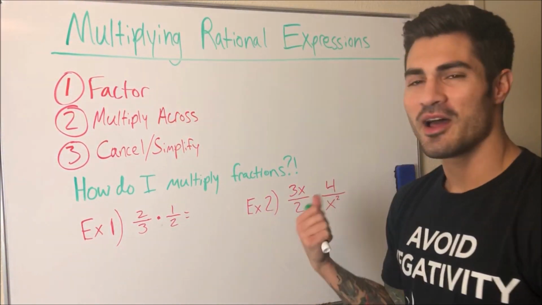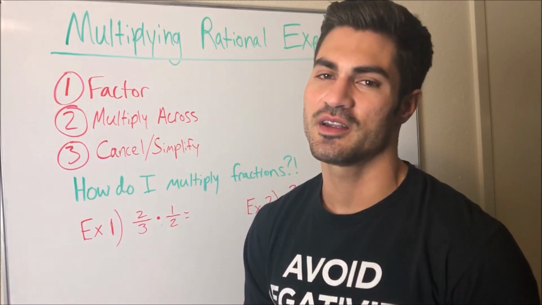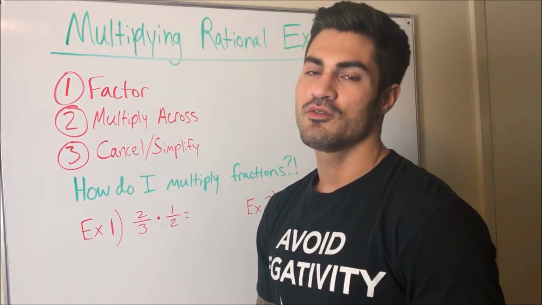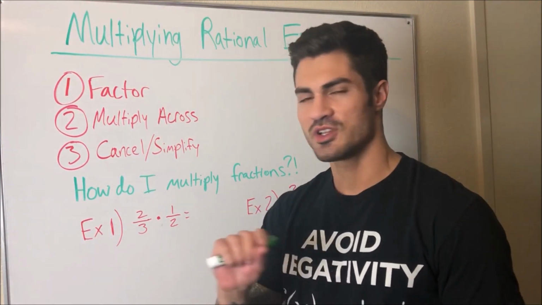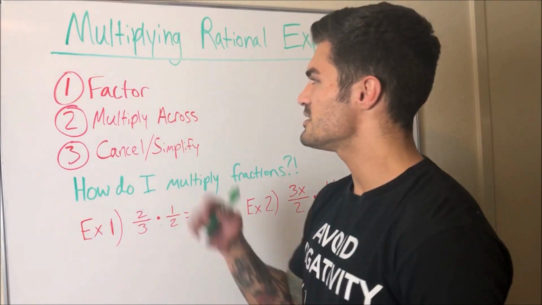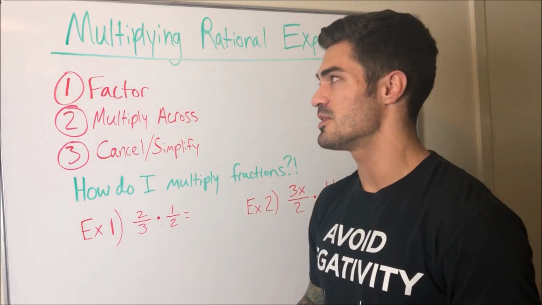Today we're going to talk about how to multiply rational expressions. So in the last video we talked about simplifying and reducing rational expressions, and now we're going to multiply them. So very similar, but just a little twist to it. So let's see. Here are the steps we generally take when we multiply these rational expressions.